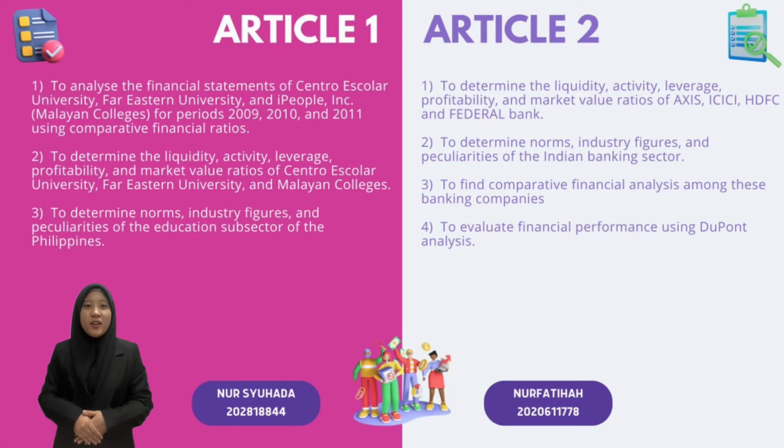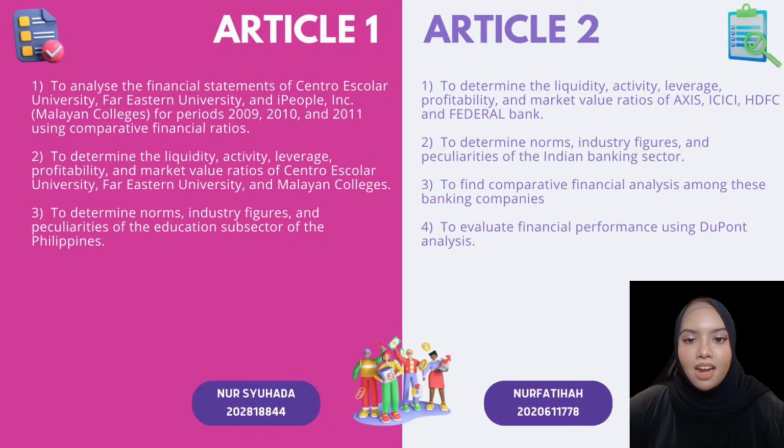Objectives of Article 1. First, to analyze the financial statements of Central Escolar University, Far Eastern University and iPeople University for the period 2009 until 2011 using comparative financial ratios. Second, to determine the liquidity, activity, leverage, profitability and market value ratios of the three universities. Third, to determine norms, industry figures and peculiarities of the education subsector of the Philippines.